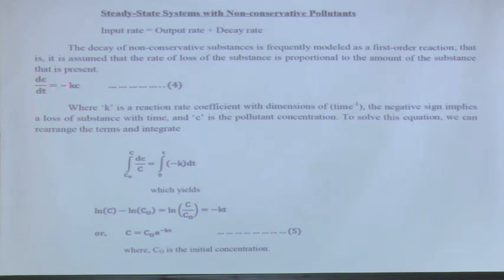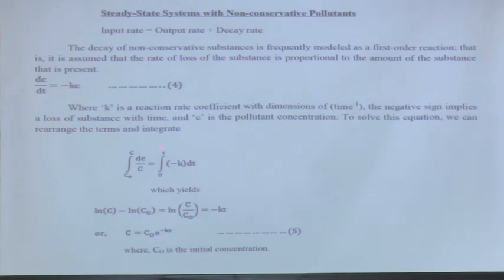Here K is basically the reaction rate coefficient with dimensions of inverse time, the negative sign implies a loss of substance with time, and C is the pollutant concentration, or maybe any element, that is the concentration of that. Okay. So, to solve this equation we can rearrange the terms, that is dC by C is equal to minus k dt, and then I can integrate them with the initial condition at time t equal to 0, the concentration is C equal to C0, and at time t equal to infinity it is C equal to C infinity, that I will come to later, but I say 0 to t, if I solve it, for t unknown.